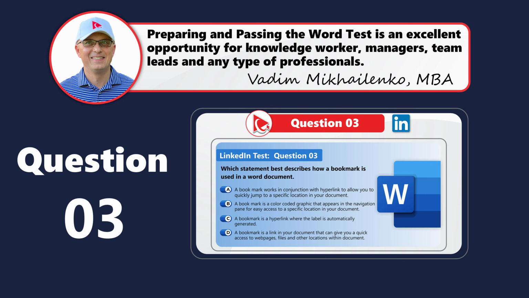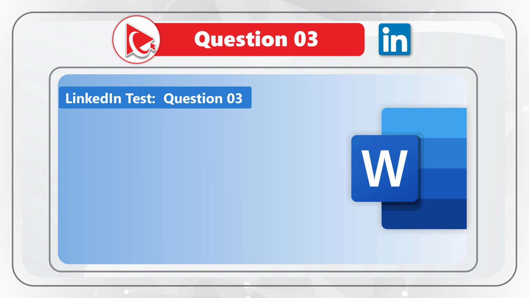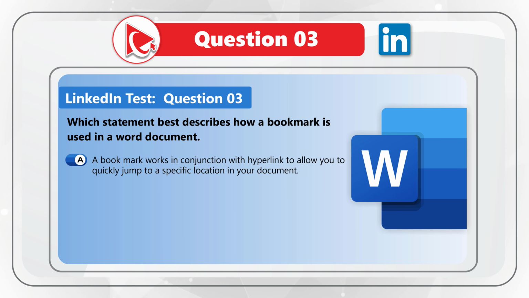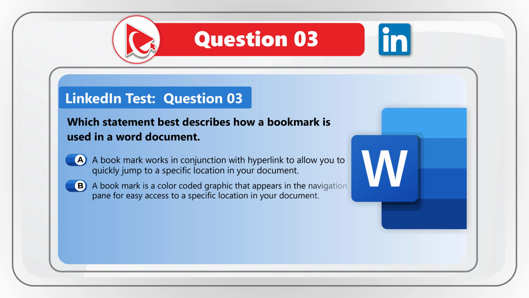Now let's look at question 3. Which statement best describes how a bookmark is used in a Word document? You have 4 different choices as usual. Choice A. A bookmark works in conjunction with hyperlinks to allow you to quickly jump to a specific location in your document. Choice B. A bookmark is a color-coded graphic that appears in the navigation pane for easy access to a specific location of your document. Choice C. A bookmark is a hyperlink where the label is automatically generated. And last but not least, choice D.